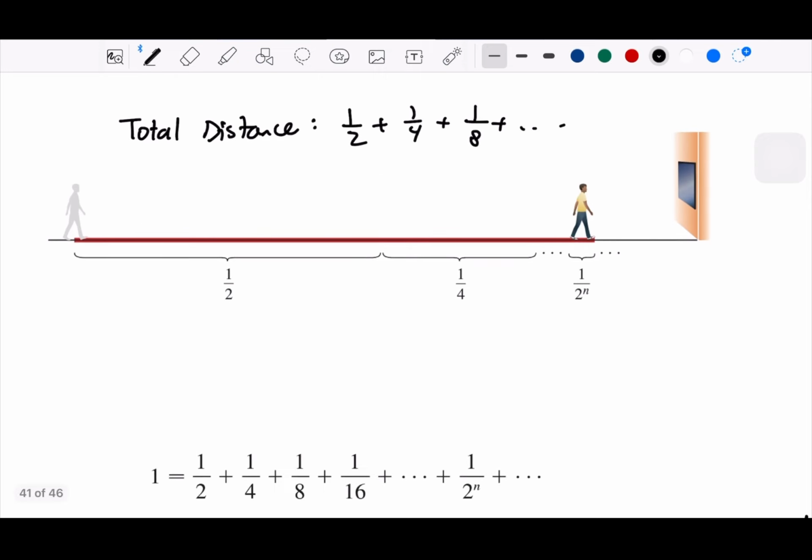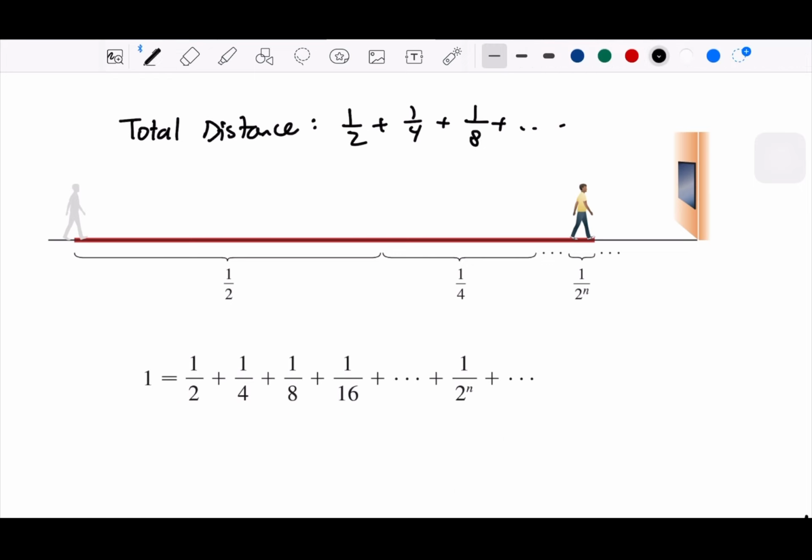And we could write them like this. If we take the sum of these infinitely many numbers, let's say we have 1 meter for the distance, so it should be equal to 1. And if you remember the limit, then this could be true. It could be true. Okay.